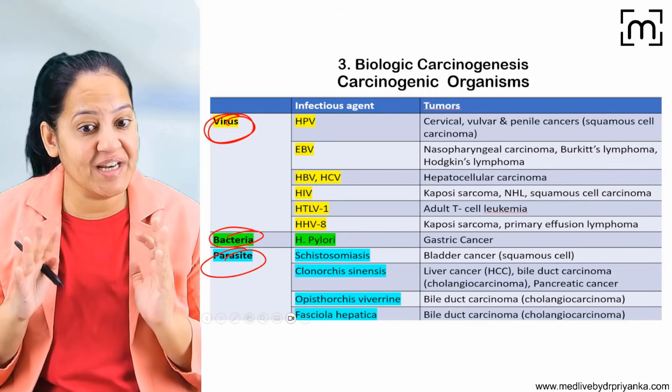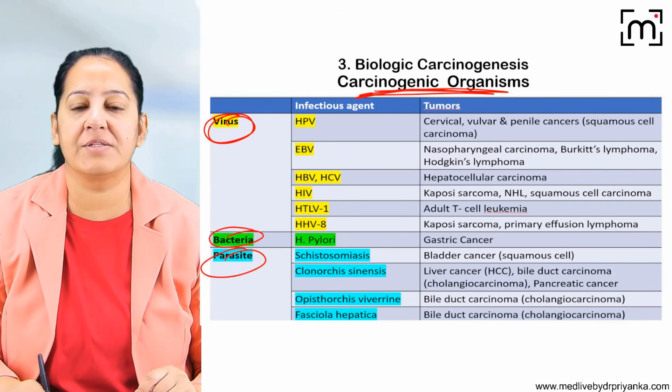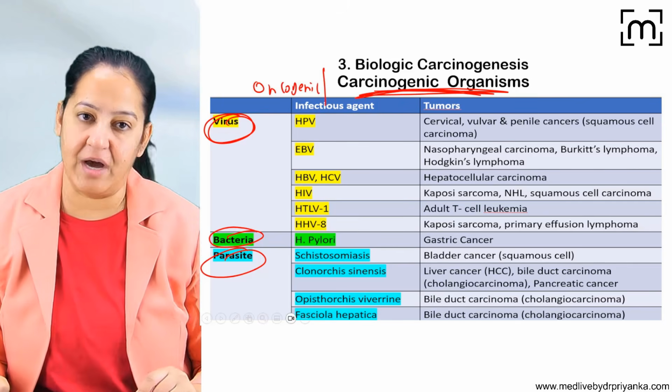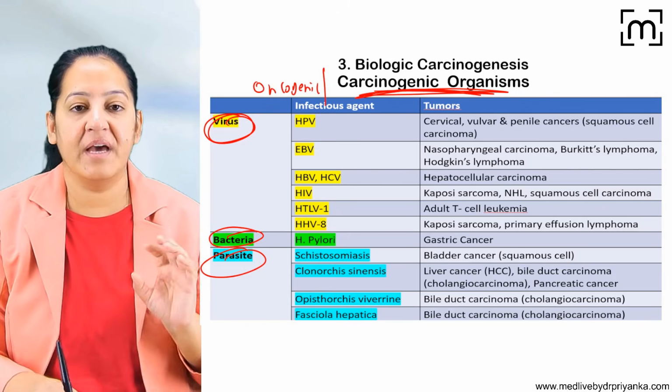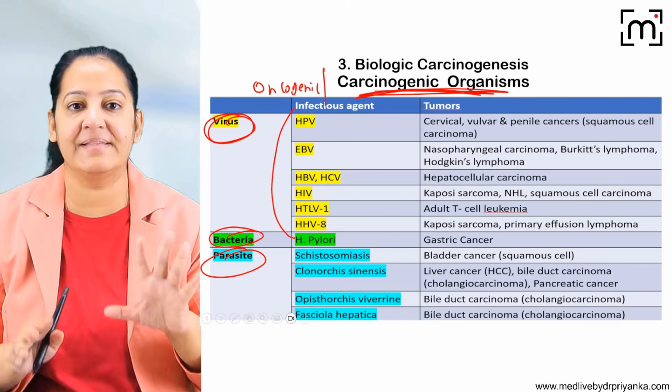These are the list of biological agents which cause cancer. These are known as oncogenic organisms. Carcinogenic organisms are also known as oncogenic. Oncogenic or carcinogenic organisms lead to cancer. So there are certain viruses. You have to learn the names of these viruses. These are 7 viruses. Please learn them.